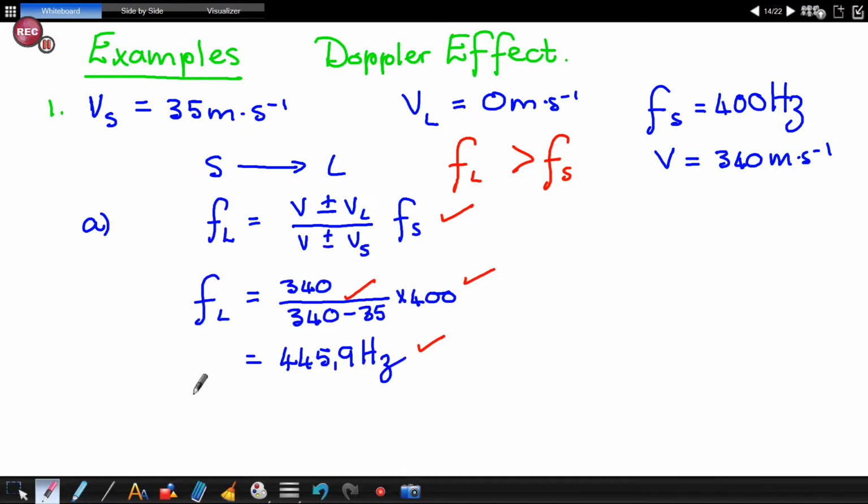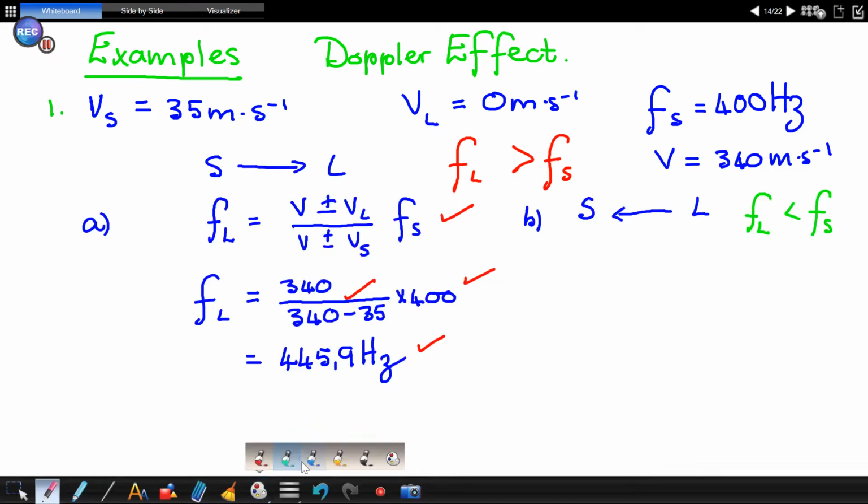Right, are you ready for the next one? Okay, number B. They're moving away from each other. So the source is moving away from the listener. I'm trying to indicate that by the arrow between the S and the L. So what will the effect on the frequency observed be? It will be less than Fs. So we write the complete equation down and then we substitute.